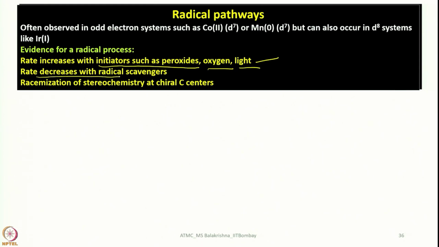And of course, if the reaction follows a radical pathway, we can exclusively see racemization of stereochemistry at the chiral carbon center. If we consider any chiral carbon substrate, then there will be racemization. So these three would tell us about the path followed by a particular polar molecule. So then what are the steps that are involved in a typical radical process? Let us look into it.